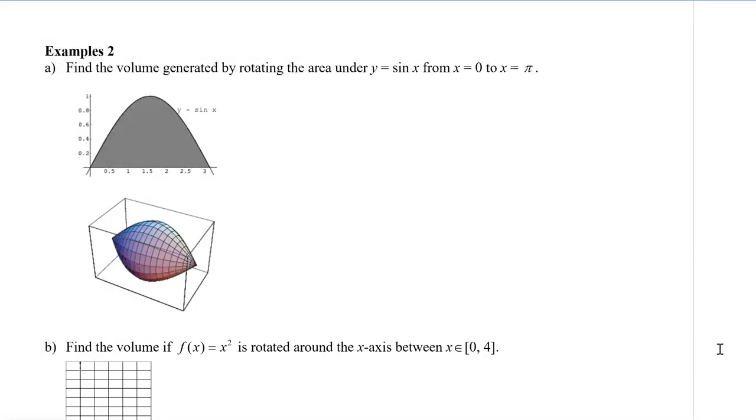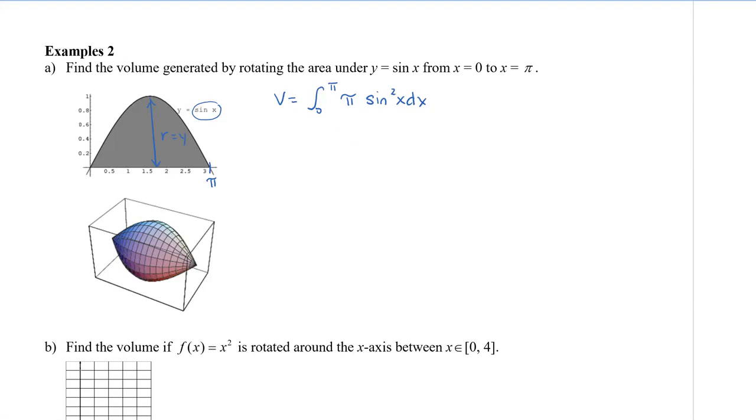In this first example, we're going to find the volume generated by rotating the area under y equals sine x, which I've already drawn here, from x equals 0 to pi. Now, when we rotate, it should give you something that looks like this, kind of like a lemon. So our volume is going to equal the integral from 0 to pi, and it's always going to be pi r squared, so this will be pi, and we think about what our radius is right here. That's going to be our y value, which is equal to sine x. So it's going to be pi times sine squared x dx.